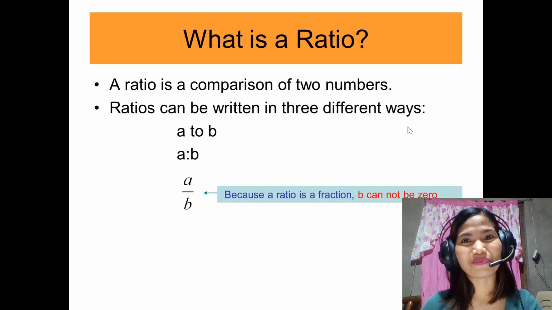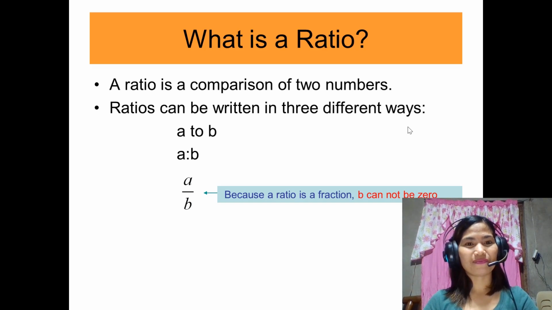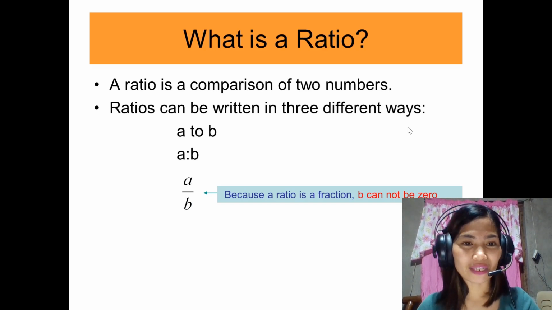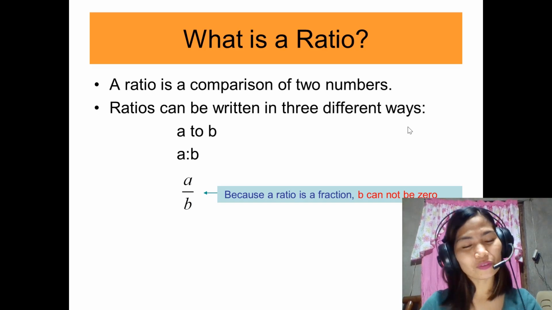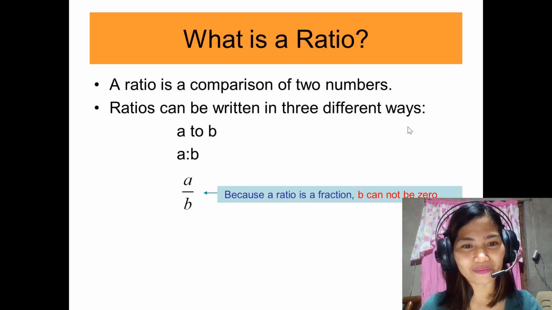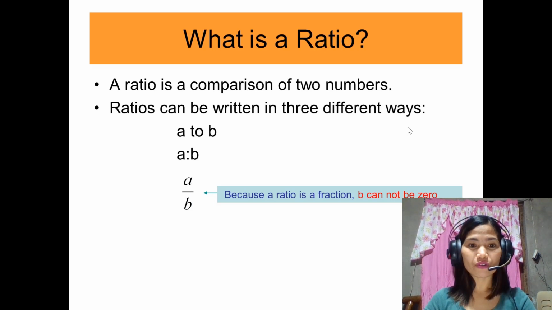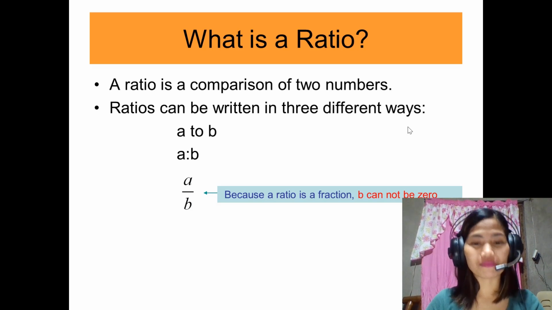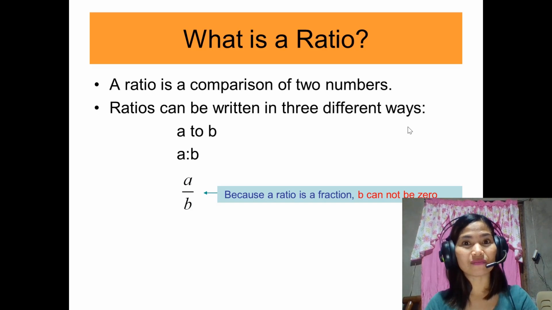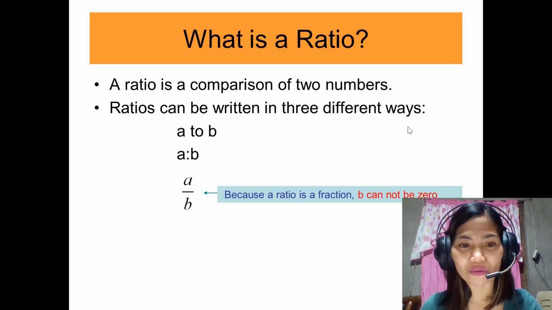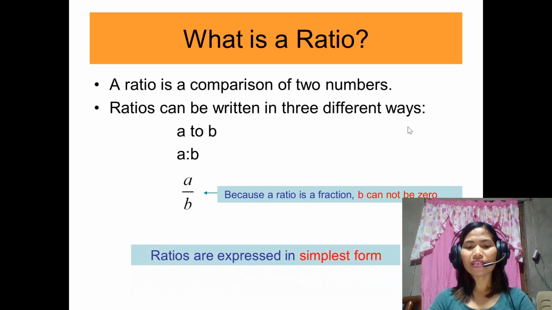So what is a ratio? A ratio is a comparison of two numbers. Ratios can be written in three different ways. One, we can write it as A to B. Two, we can also write this as A colon B, or in fraction form, A over B, because a ratio is a fraction where B cannot be 0. Also, ratios are expressed in simplest form.